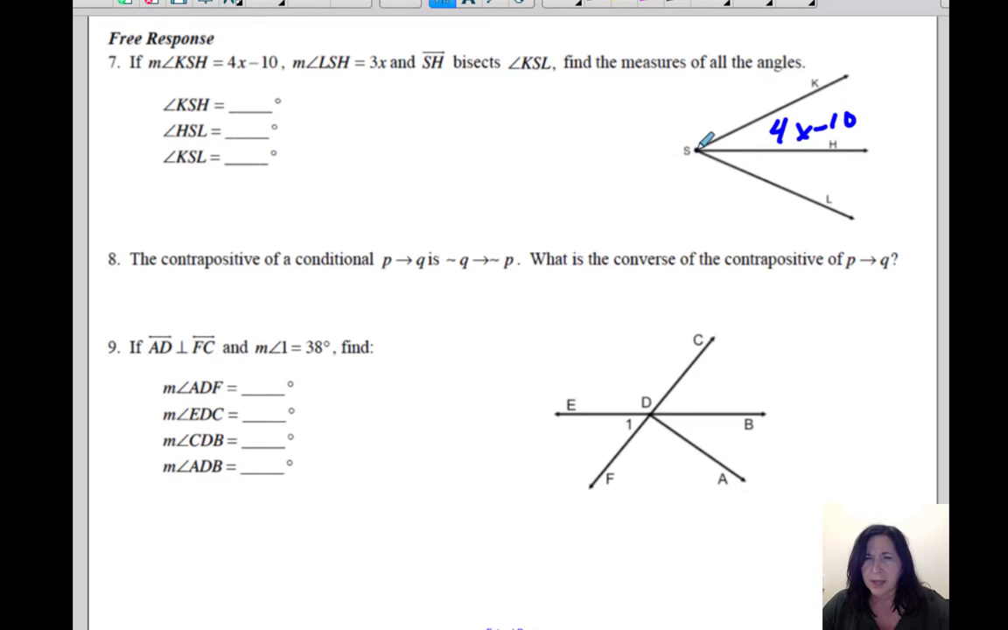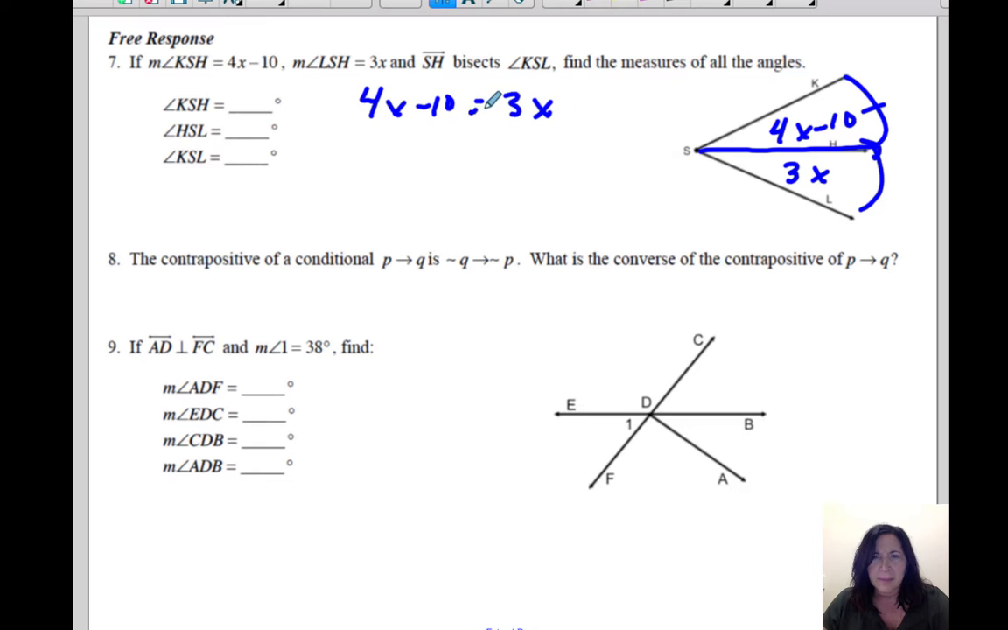LSH, which is this, is equal to 3x. I know that SH, which is this ray right here, bisects KSL. Well, if it bisects it, then these are congruent. So find all the measures of the angle. So we know that 4x minus 10 is equal to 3x. I'm going to subtract 3x, I get x. I'm going to add 10, I get x equals 10.